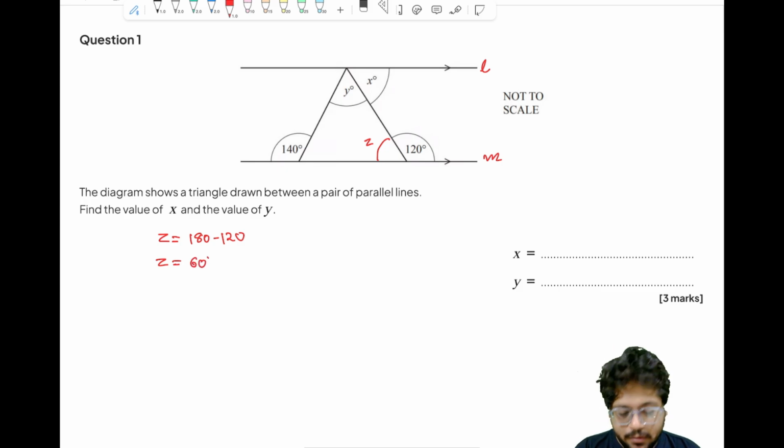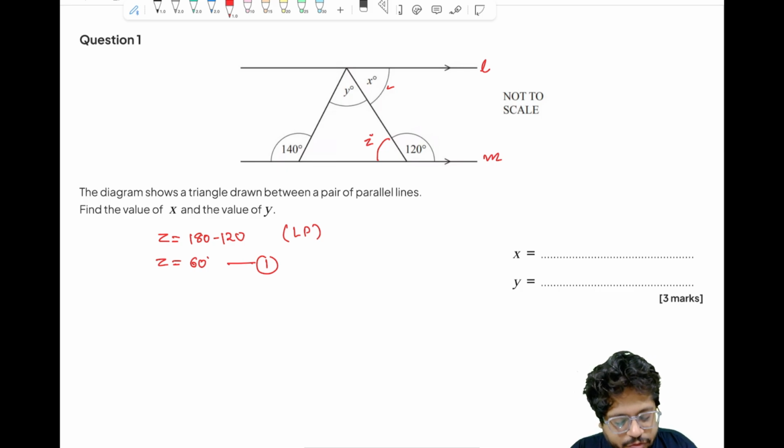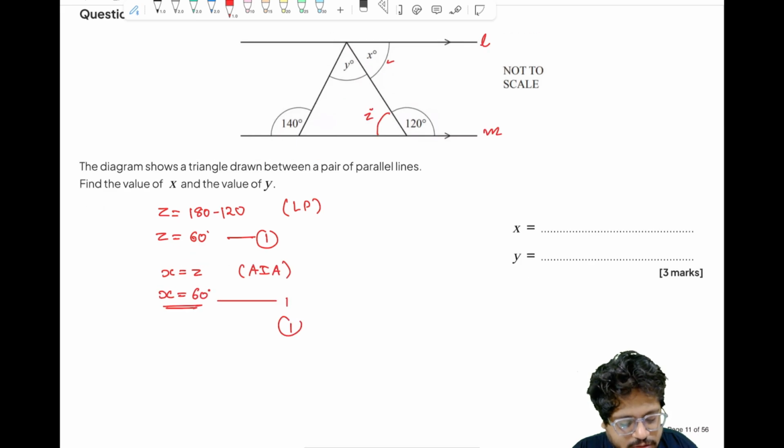Clear? And now this Z and this X both are alternate interior angles. When two lines are parallel and one transversal line is there, then alternate interior angles are equal to each other. So X will be equal to this Z. Here the reason is linear pair. Always write the reason. And now X is equal to Z, the reason is alternate interior angles. In your exam, just write the full thing, alternate interior angles. Here I'm just writing the shortcut of it, AIA. So X is equal to 60 because Z is 60 already. We have found that.